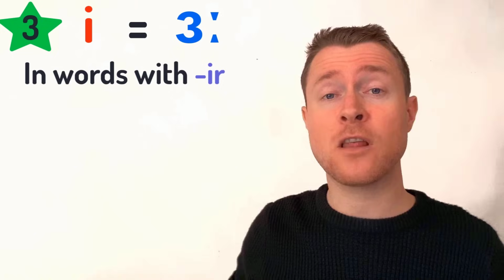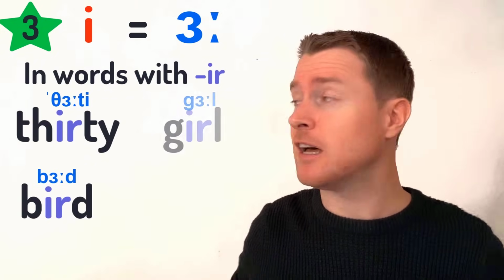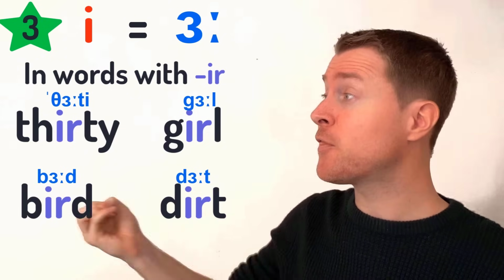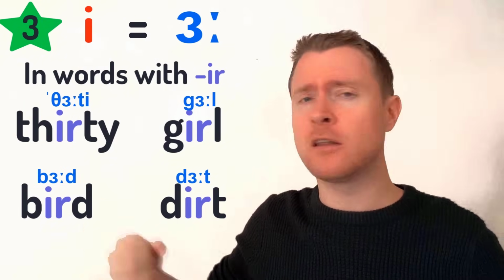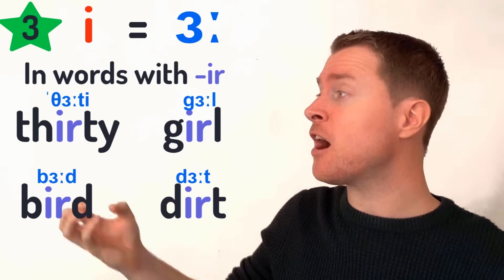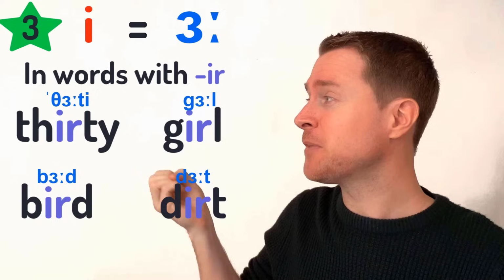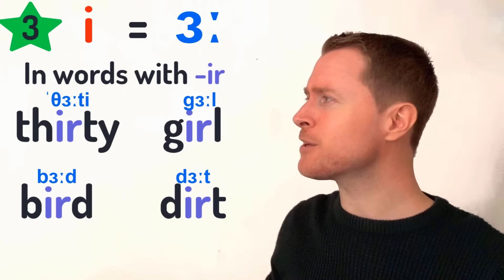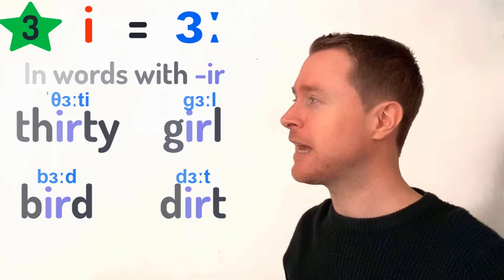Think of words like 30 and bird and girl and dirt. 30, the number 30, and then a bird, and then a girl, and then dirt. All of them have that I followed by the letter R. Can you think of any more words that have the I followed by the R? Write them in the comments below.